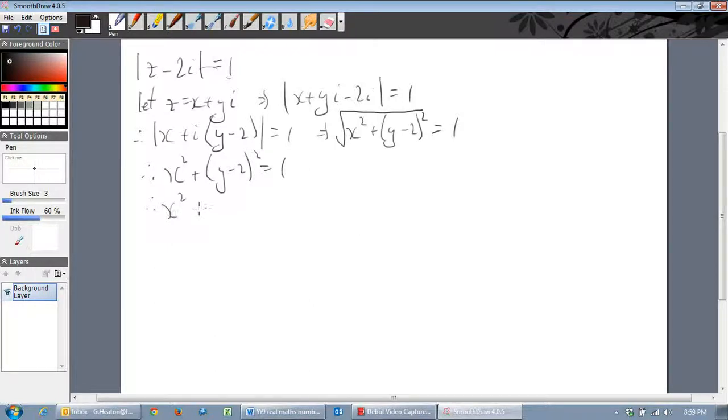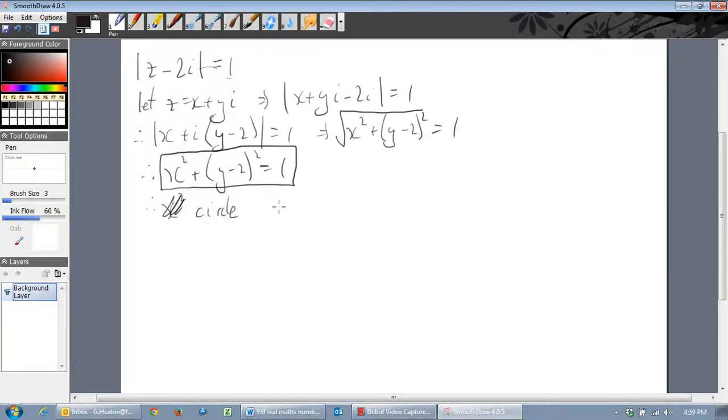In fact, no, I don't want to do anything. I've just realised what I've done. We can stop right here. Okay, so what is that the equation of? So stop right there. You can see what that equation is. That is a circle.